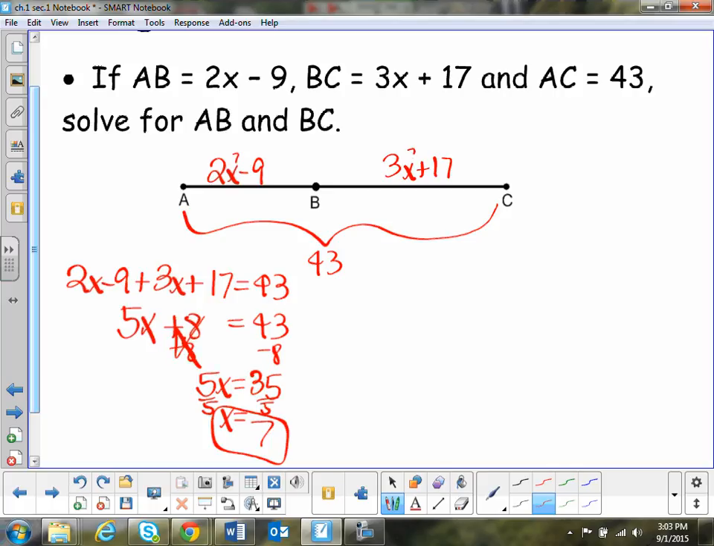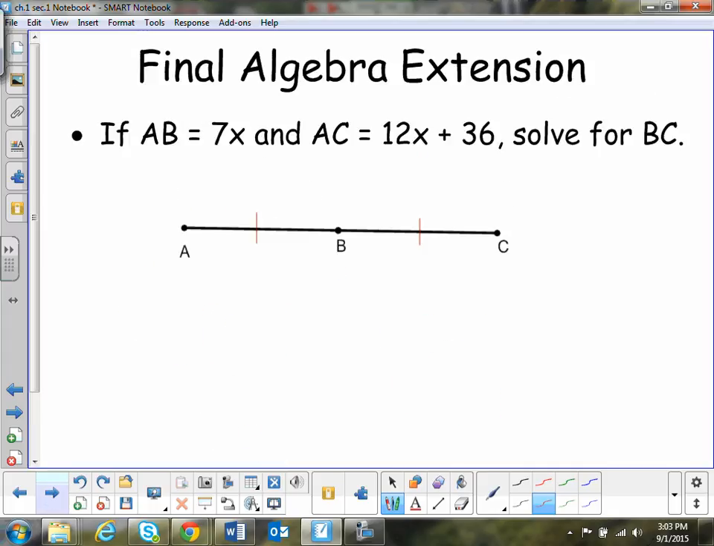Okay, so if x equals 7, I'm going to solve for AB and BC by plugging 7 in for x. Well, over here, that's 14. 14 minus 9, that's 5. So AB is 5. Well, you know the whole thing's 43, so why not just subtract 5 from 43? So therefore BC is 38. Yeah, 38. Okay, last problem.